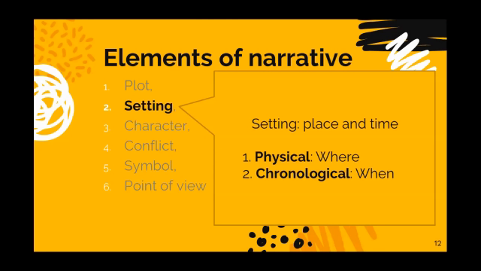The second element of narrative is the setting. Setting can be a place or time or background. It can be a physical setting where the story occurs, or the chronological setting when the story occurs.